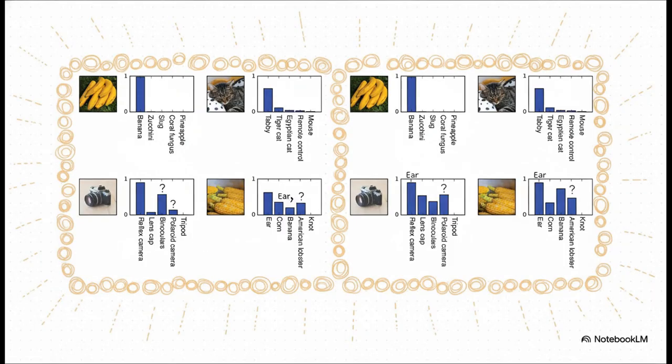Now, this is what I find really cool. The system isn't always 100% certain. Look at this picture of corn. Its best guess is ear, with about 60% probability. But it's also thinking, it could be corn, with a 40% probability. And that's a key takeaway. These systems give you probabilities, not just a simple yes or no.